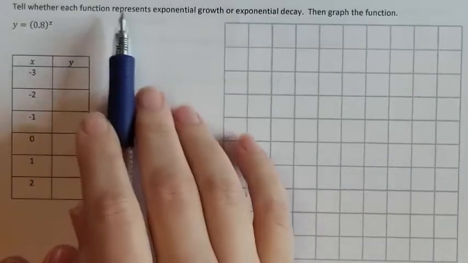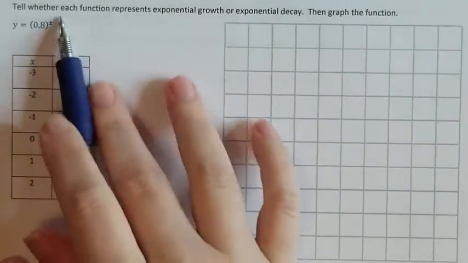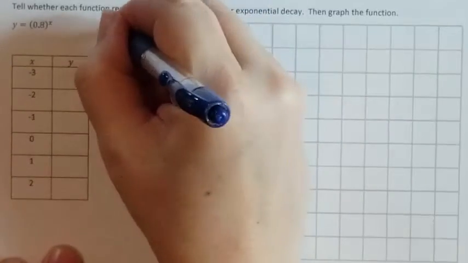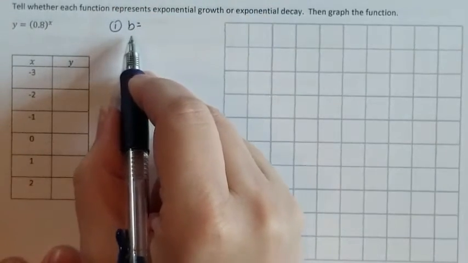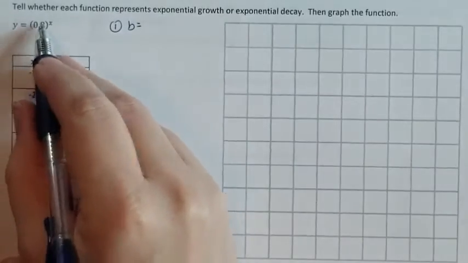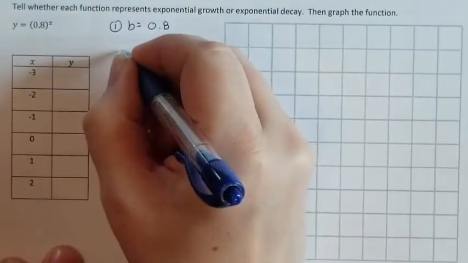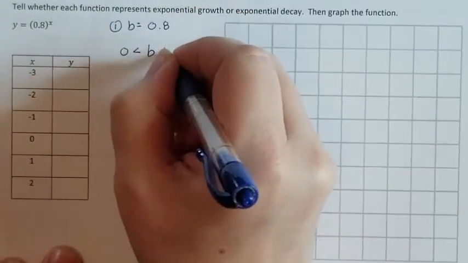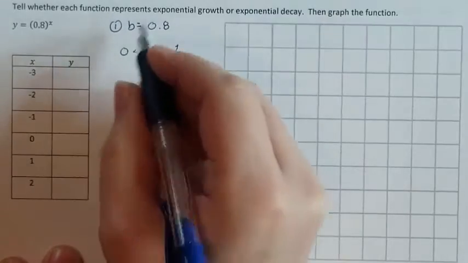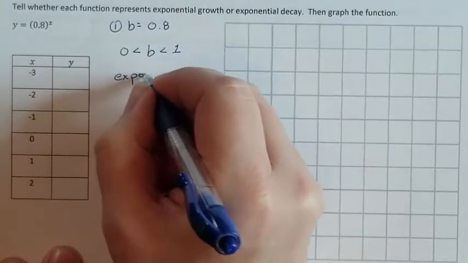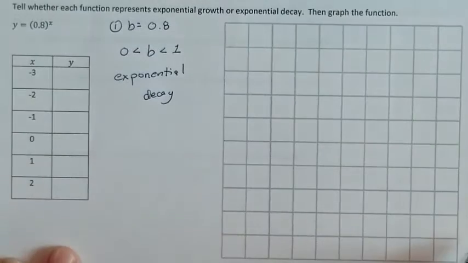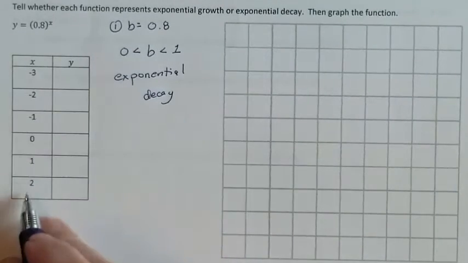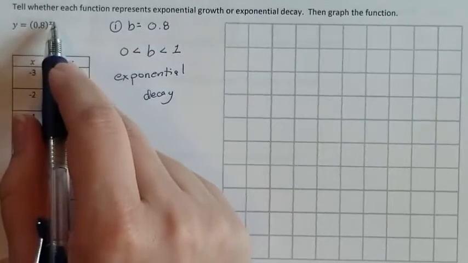Last problem. We're supposed to identify whether this is growth or decay. To do that, I need to identify b. b is the value that always has x as the exponent. My b is 0.8. Because b is between 0 and 1, that meant that this was an exponential decay. So that meant when I graphed it, it should be going down as I read from left to right. So I'm going to plug these x values into the function on my calculator.